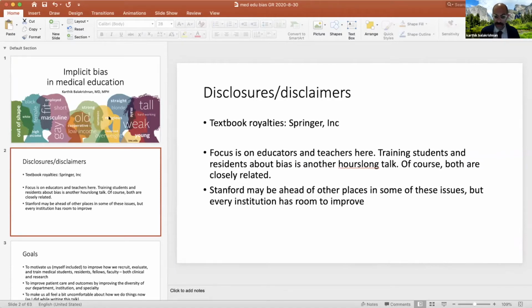This talk will focus largely on educators and teachers and the effect of our biases on our trainees. Training residents and students about bias is an entirely different hours-long talk, and of course they're both related. Stanford is probably ahead of a lot of other places in some of these issues, but every institution has room to improve, so I think it's still worth discussing.